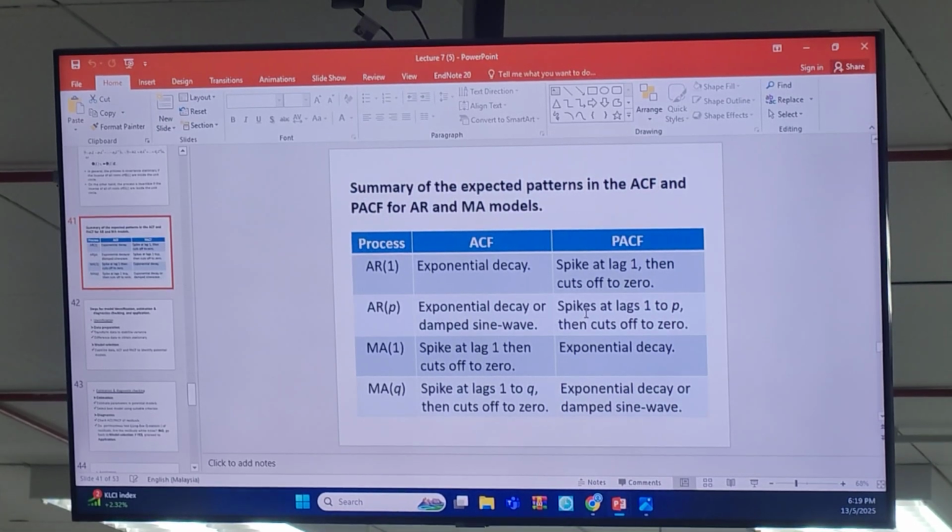Like ETS, we can also identify the model based on graphs. We look at the graph and then we decide what is the best model. For the ARIMA model it is the same. We can look at the ACF and PACF and then propose a model based on the ACF.